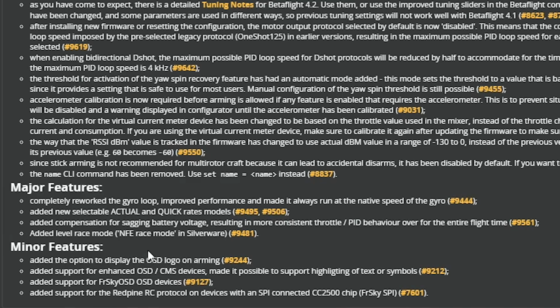Added compensation for sagging battery voltage, resulting in more consistent throttle plus PID behavior over the entire flight time. Dude, how cool is that? Pilots, you're going to be flying, your battery's going to be dying, and you're not even going to know. Your quad is going to fly amazing. We fly lipos. Lipos are dead in like 1 minute. So why not have our MCU and our board and all of our parameters adjust automatically to the fact that that's happening and our flight not be affected by it?